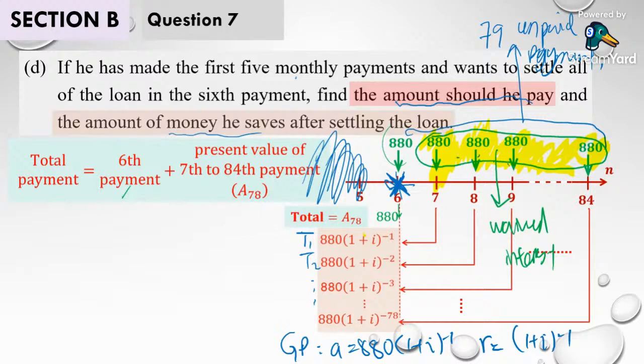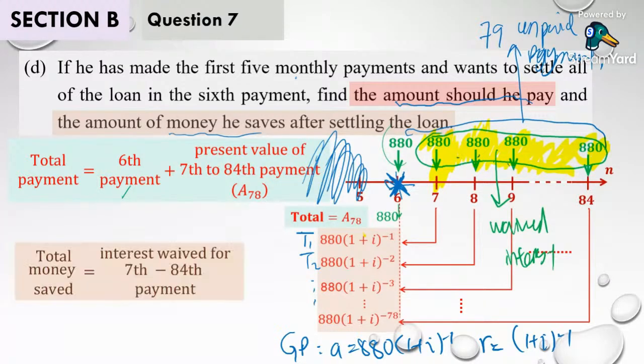And as a result, next we want to calculate the amount that he saved after settling the loan. So the total amount he saved will be the interest that is waived. So bahagian ini yang tak payah bayar interest, it will be the money that is being saved. And now we base on that to do the calculations.